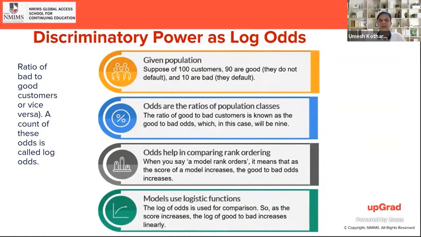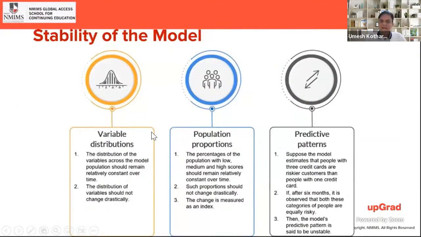Okay, and this is going to help you understand the discriminatory power of the model and to be able to take action. If your good to bad customer ratio is less than 80, it's usually a cause of concern. So, the stability of the model.